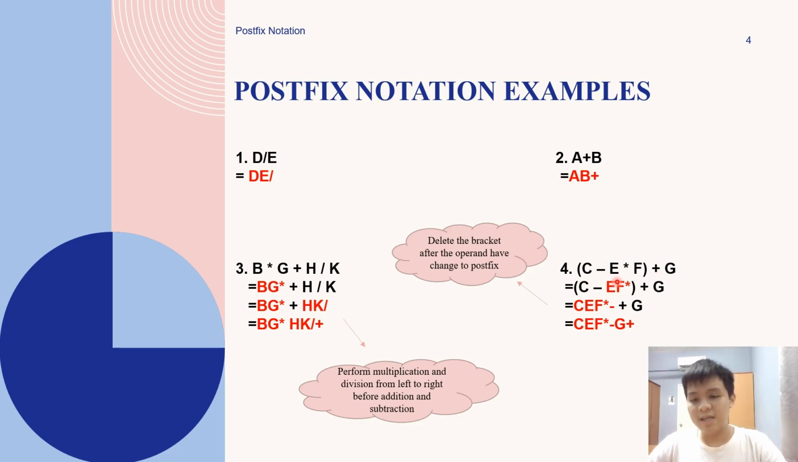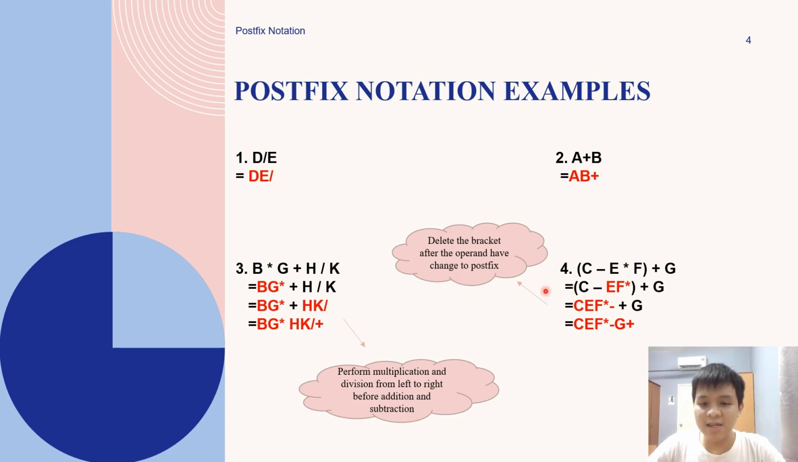C minus E multiply F add G. Because they have the bracket, we need to settle this first. And in the bracket, multiply has higher priority than the subtraction. So we do the multiplication first. EF multiply, we move to the back. After this, C minus, and we move the operator subtraction to the back. So it will become CEF multiply minus plus G. This one just copy.